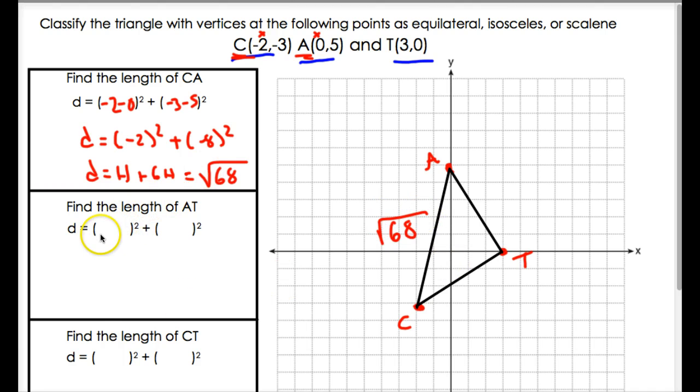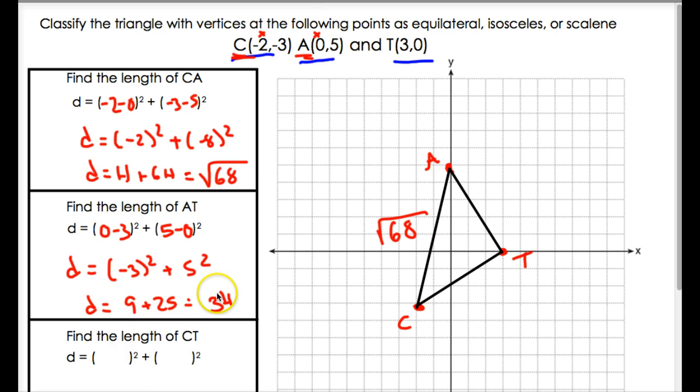All right, our next one, AT. We're going to subtract our x's, that's 0 minus 3. And we subtract our y's, 5 minus 0. So D is equal to negative 3 squared plus 5 squared. D is equal to 9 plus 25, which is equal to 34. We take the square root, and AT is equal to the square root of 34. All right, nothing that's the same yet.